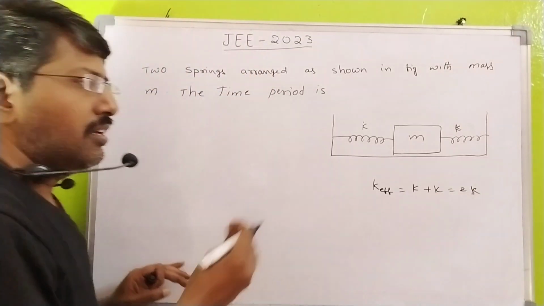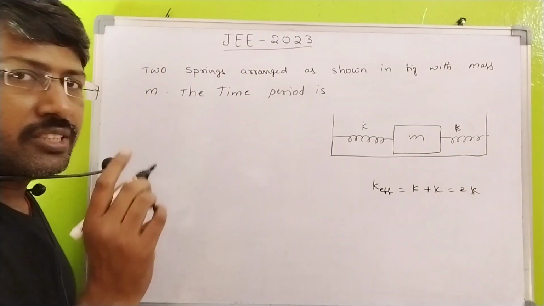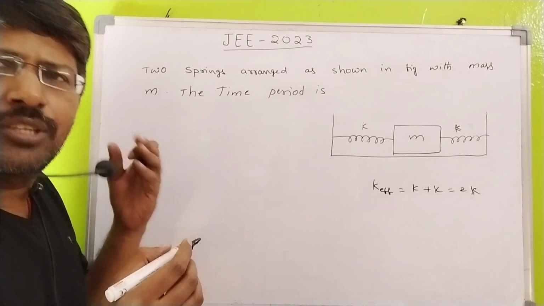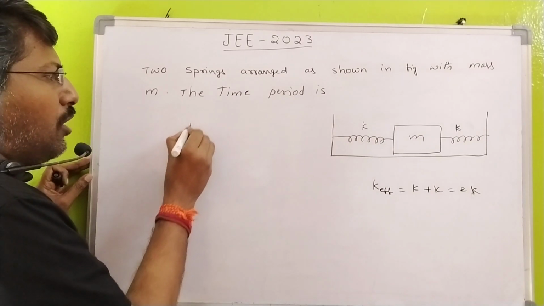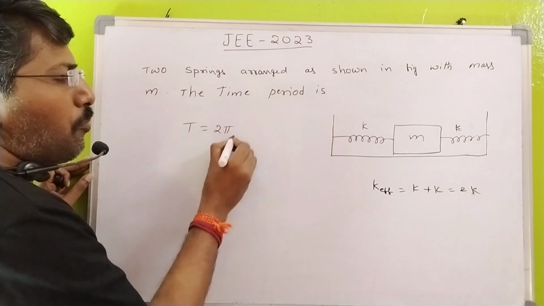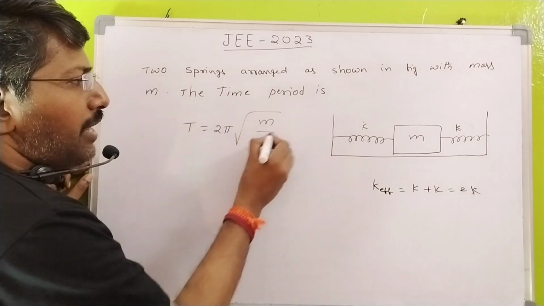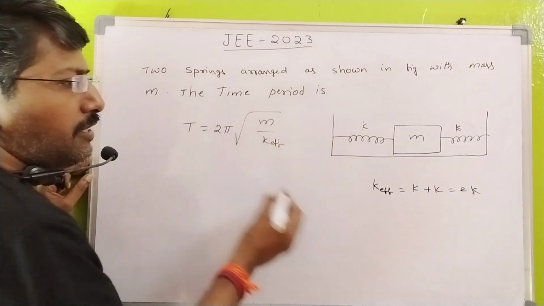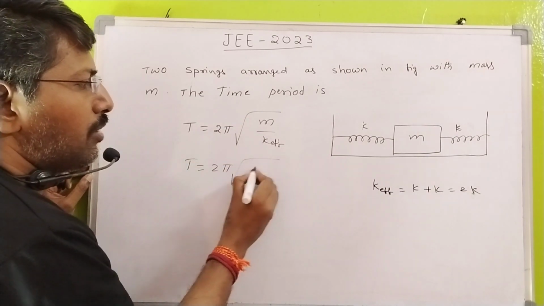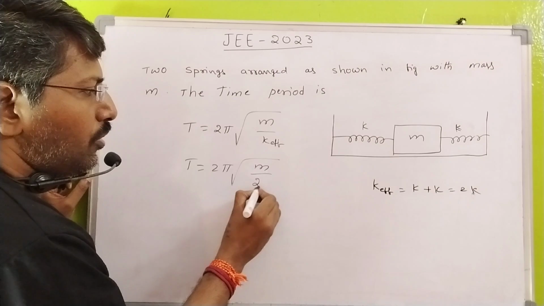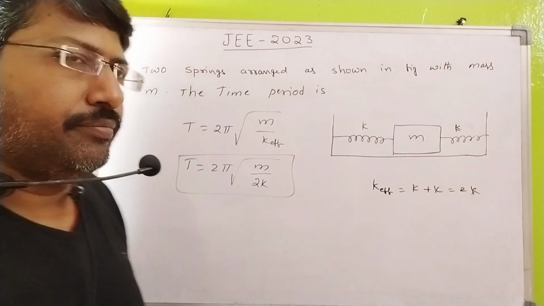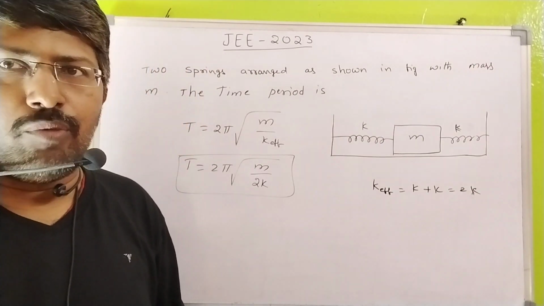Next, see here, the time period. This is a formula orientation problem. Those students who simply remember this formula, the time period of the spring, T is equal to 2 pi root of m by effective spring constant. Substituting this value here, T is equal to 2 pi root of m by 2K. So this is your answer. Okay, for the next problem, I will explain.